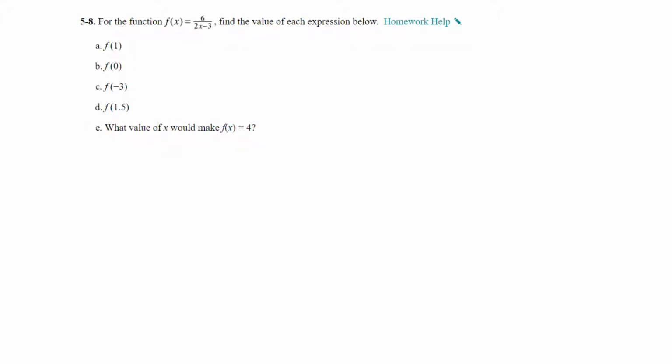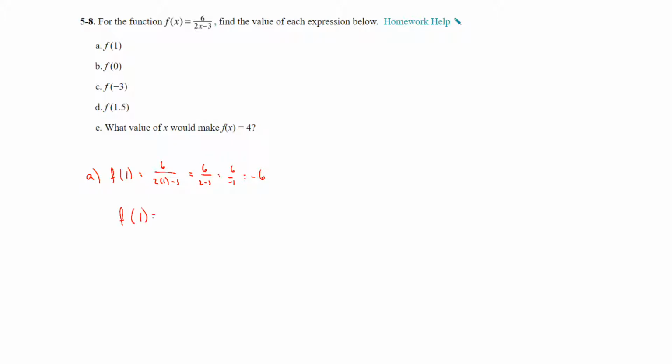On question 8, for the function f of x equals 6 divided by the quantity 2x minus 3, find the value of each expression below. So on part A, we're looking for f of 1. So wherever there's an x, we're going to replace it with 1. So that's 2 times 1 minus 3 in the denominator. So that's 6 over 2 minus 3, which is negative 1. So 6 divided by negative 1 is negative 6.